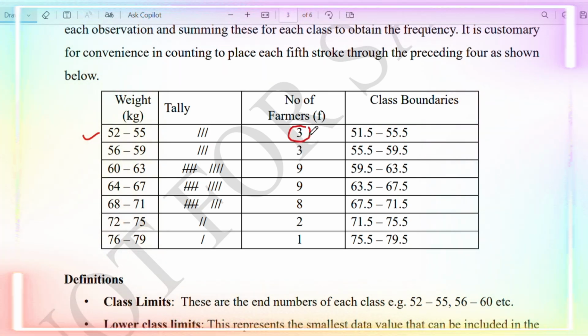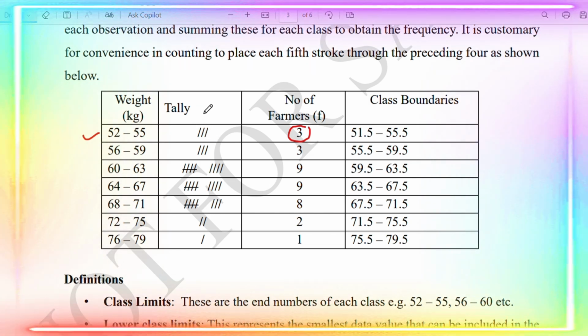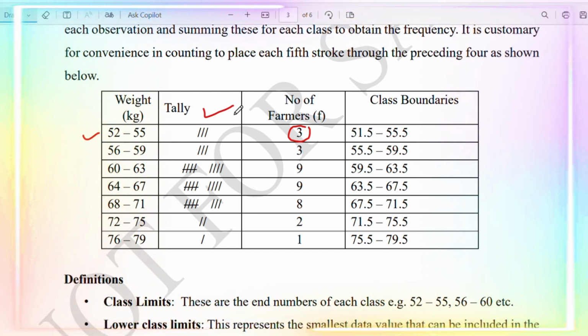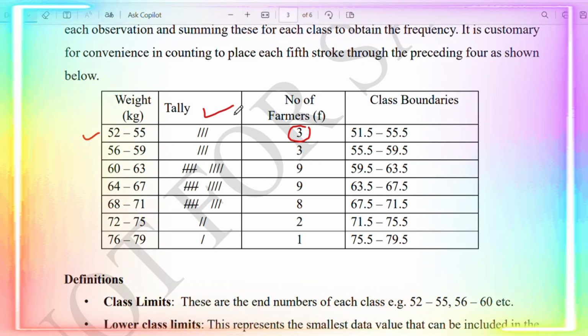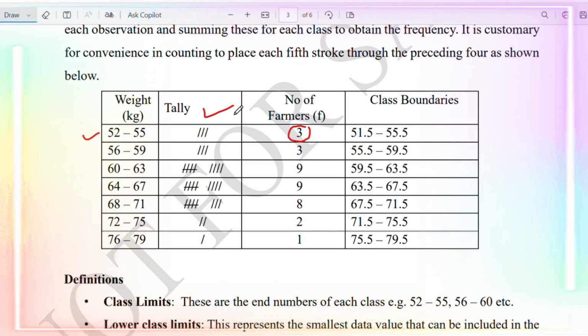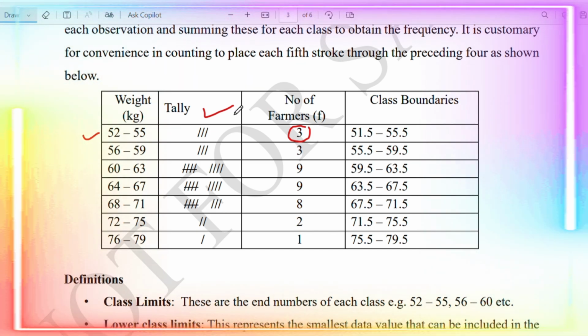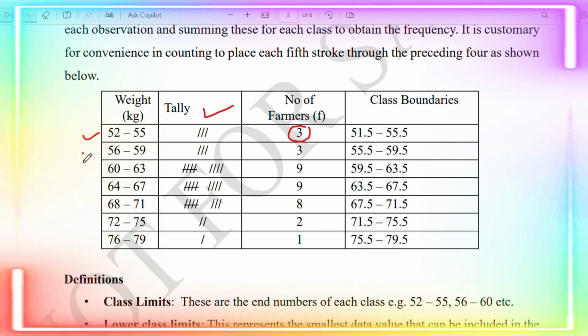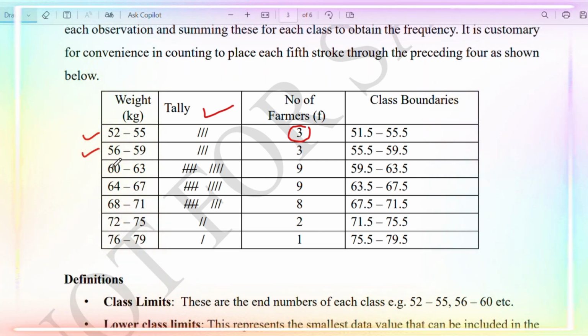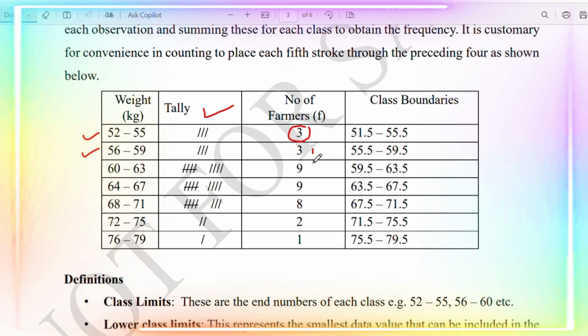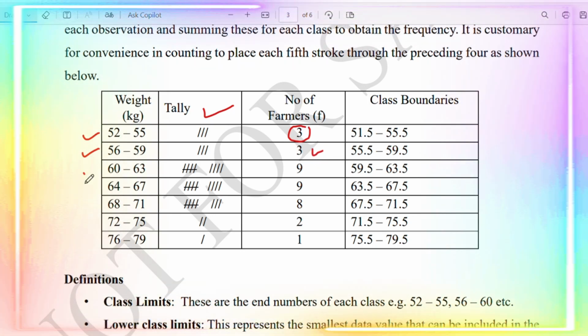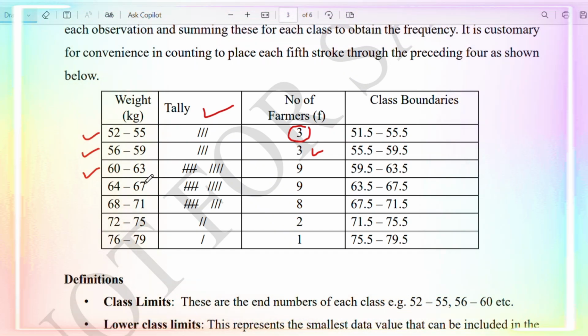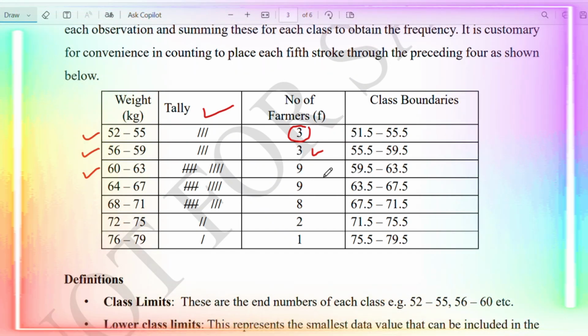observations in that class. Now, I want to believe that you know how to formulate the tally. Tally is just to help us get the accurate result without missing any observation out. So I won't discuss much on that. I want to believe that you've done that in secondary school, and you are familiar with that. So the second class, we have 56 to 59, and also we have 3 observations there. Then in the third class, we have 60 to 63, and in that we have 9 observations.